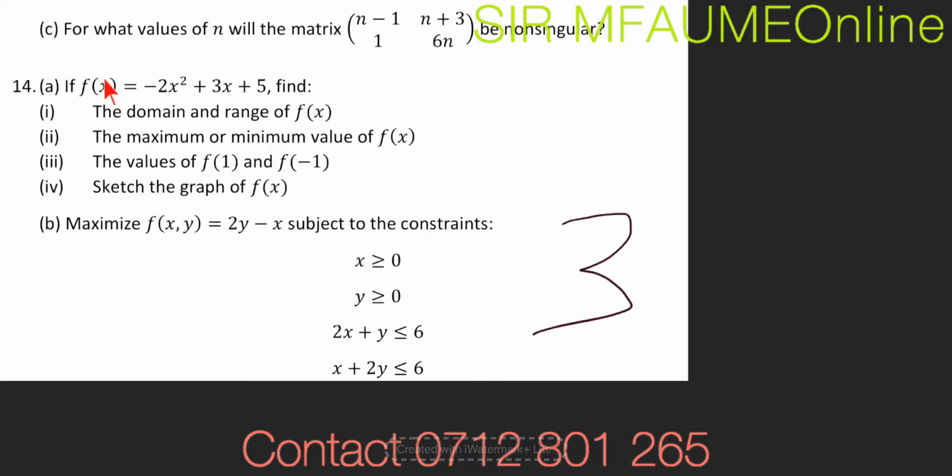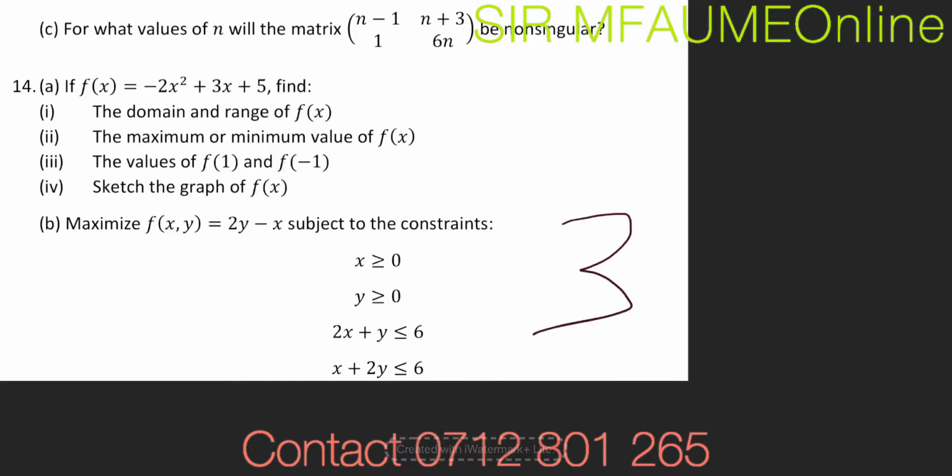Today we are continuing with our solving, but for today we have a quadratic equation. It is given that f of x equals negative 2x squared plus 3x plus 5, and we need to find the domain and range, the maximum or minimum value, the value of f of 1 and f of negative 1, and to sketch the graph.